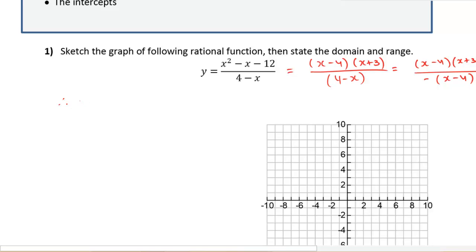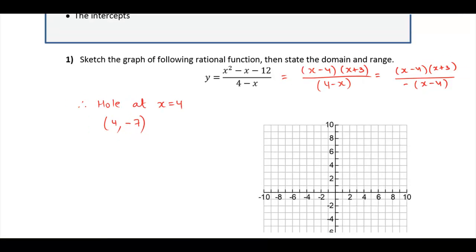Therefore, we have a hole at x equals 4. And furthermore, I'm going to find the coordinate of that hole. That hole is going to happen at 4, comma. I plug in x equals 4 into the reduced expression, the top part. I'm going to get 4 plus 3 is 7, divided by a negative is negative 7. So 4, negative 7 is where that hole is going to be.